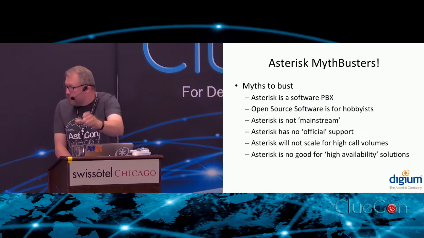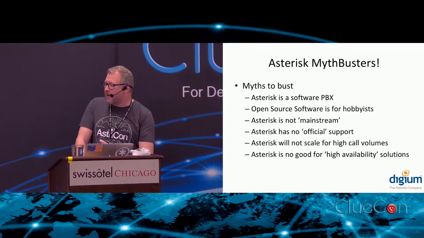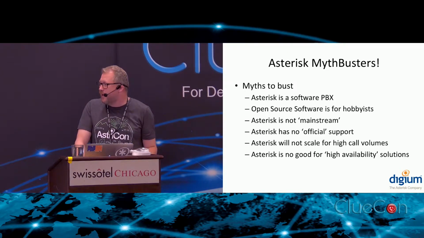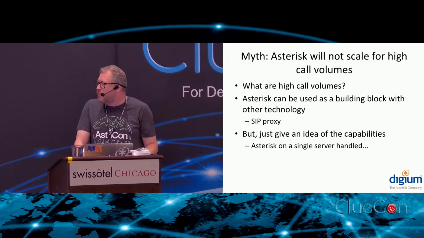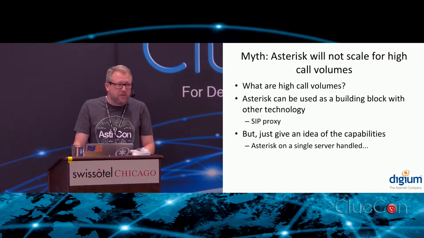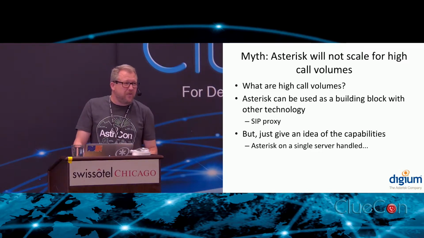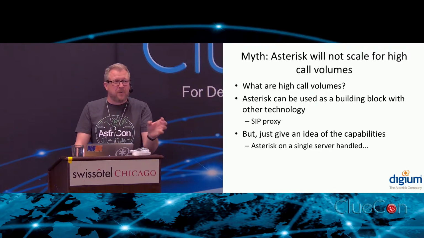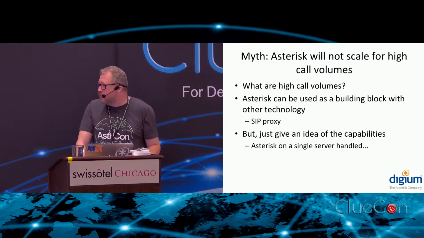So this was a presentation I did some time ago, and I just wheeled out a couple of slides from it to add in. And there were a lot of myths out there at the time, but the myth I wanted to particularly home in on is Asterisk will not scale for high call volumes. Of course, that depends on what you call high call volumes. Back in the day, people used to struggle with the concept of putting a single T1 or a single E1 in one box. But of course, we've moved on from there.